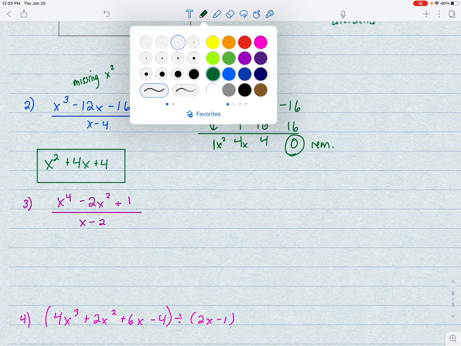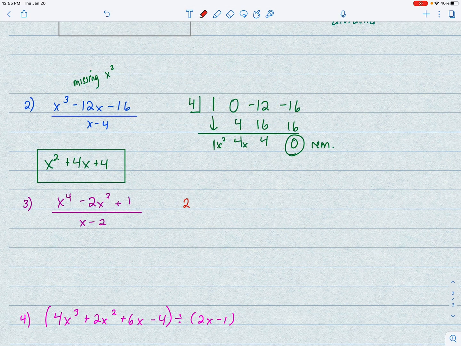Try another one. This time I'm putting a +2 there. I have an x to the fourth. That's a 1, but I'm missing x to the third. Then I have an x to the second, but I'm missing an x as well. So we need 2 zeros for this one. So before you start setting it up, look at the polynomial, the dividend that you're dividing into, and make sure nothing's missing. We're missing a cubed and an x, so I have 2 zeros. Bring down the 1, multiply.